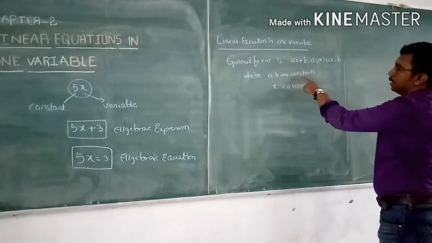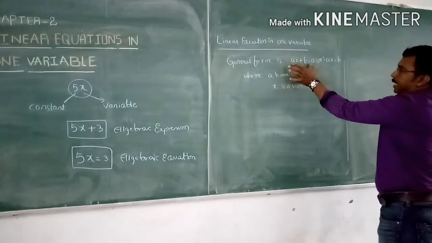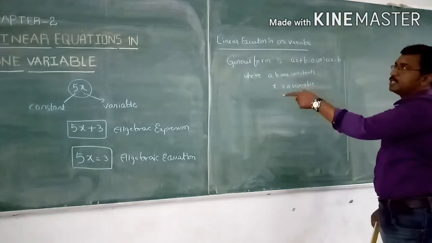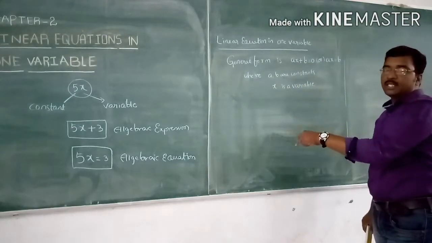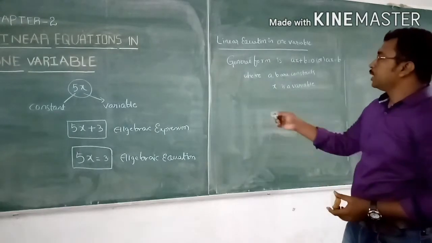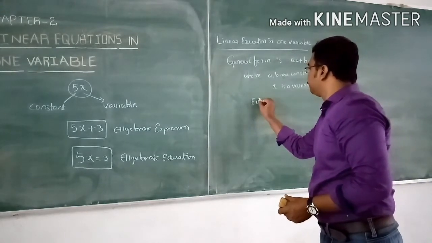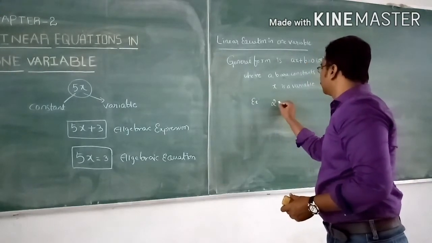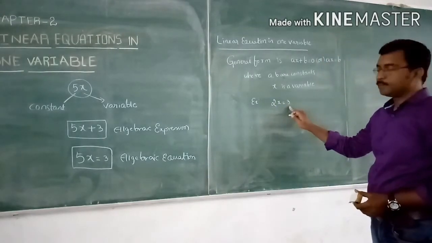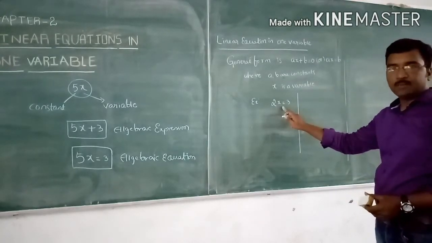This a and b are constants and x is a variable. We can express it as ax plus b equal to 0 or ax is equal to b. This is also called a simple equation. Now we will see the solutions of these linear equations in one variable. Before that, I am writing some examples here. x is equal to 3. This is an example of a linear equation in one variable.